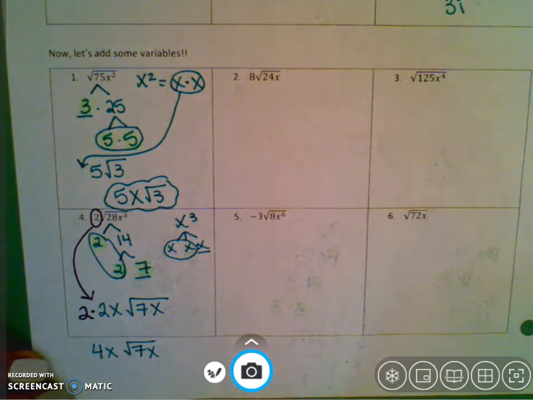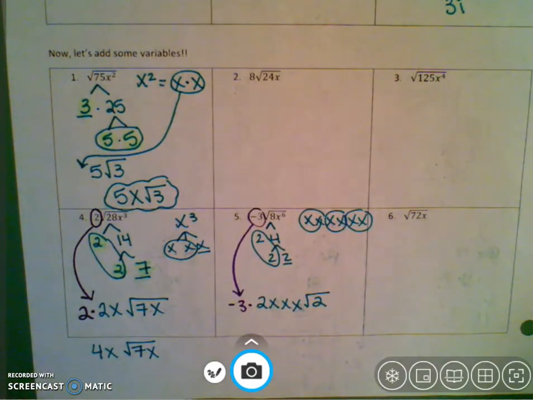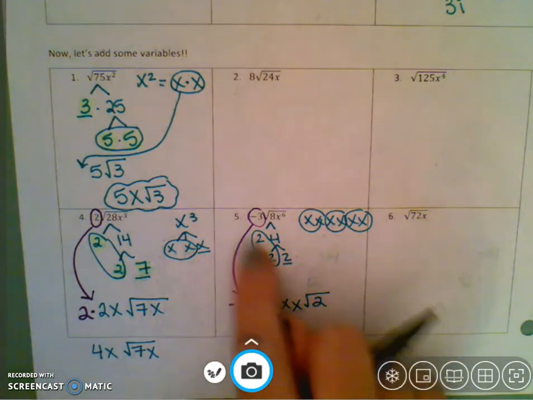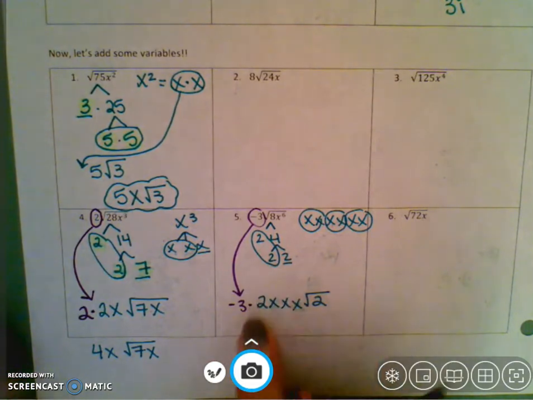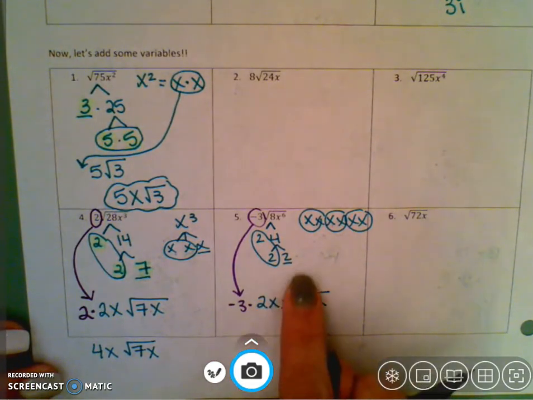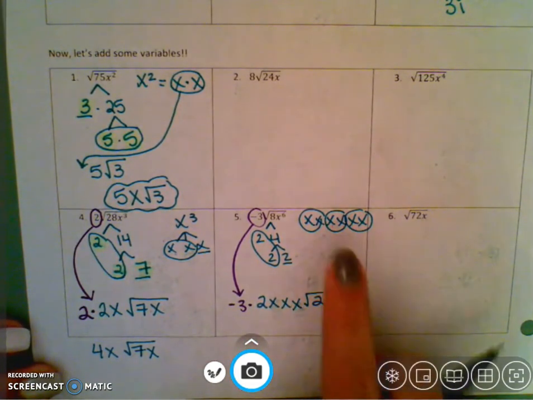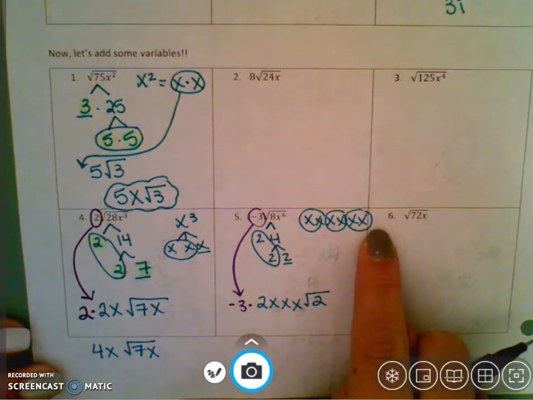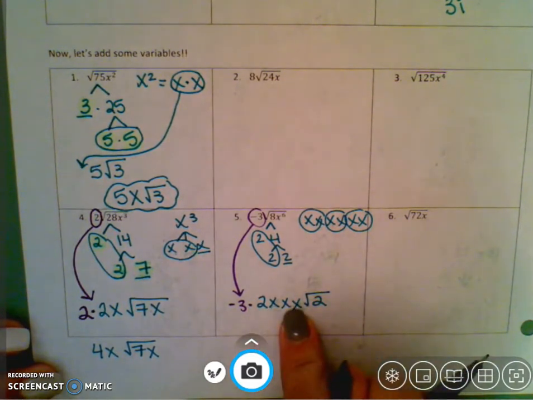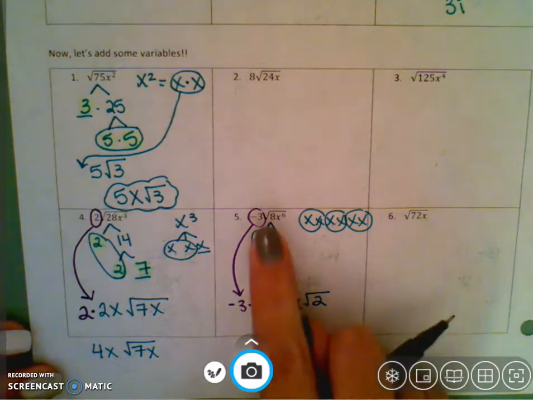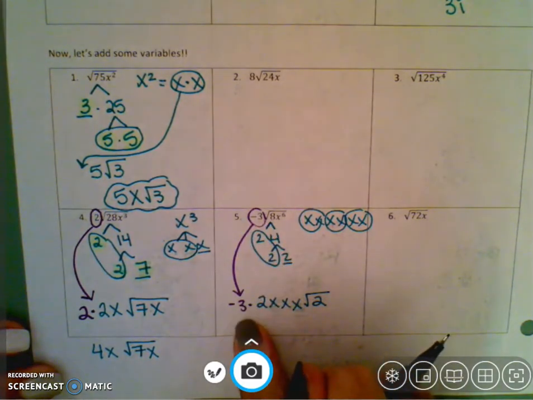I want you to go ahead and pause this video and try number 5. You should have tried number 5 by now, and this is somewhat of what you should have gotten. When you broke it down for 8, you should have had 3 2s. So you have a pair of 2s that comes out as 1. You have a single 2, which stays in. And then your x's, there's 6 x's, which ends up making 3 x's when they come out. And then that negative 3 had to come down to the front.